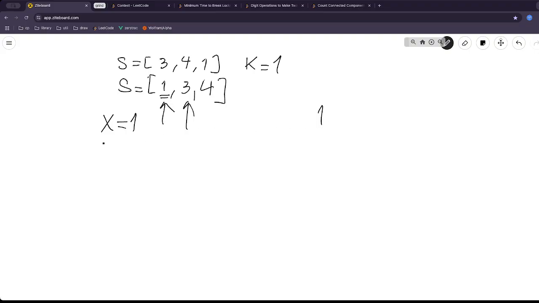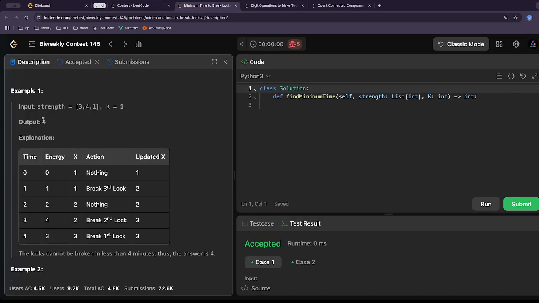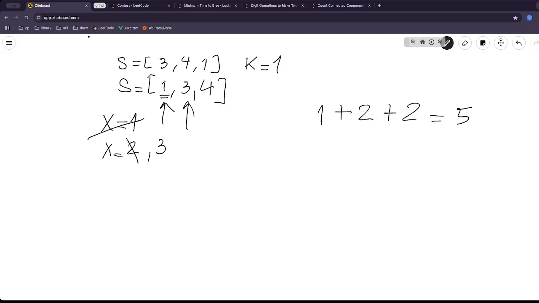Now we move on to this one, and now our x is, we add this one, so our x is 2, right? So how many times do we have to increase the energy? Well, 2 times, right? We get to 4, and then we break it, right? So we need 2 times, and then we increment this as well, and now it also takes 2 times to break this lock, right? Because 3 is not enough. We need 6. So our answer is 5, but that's not the answer given here, right? The answer is 4.